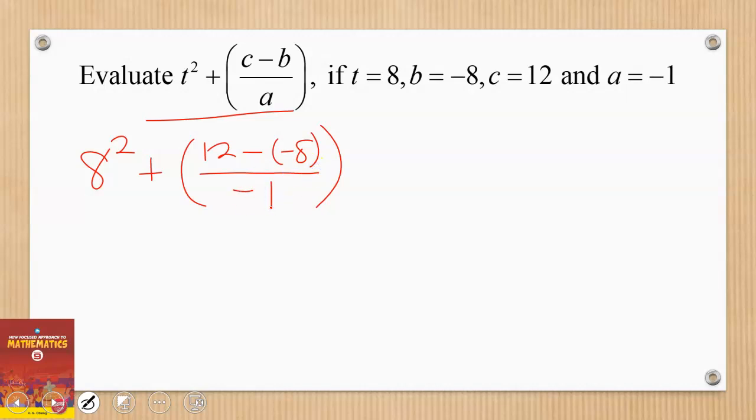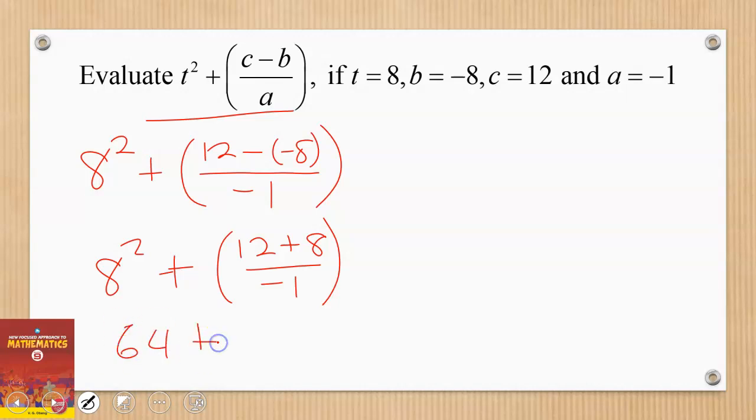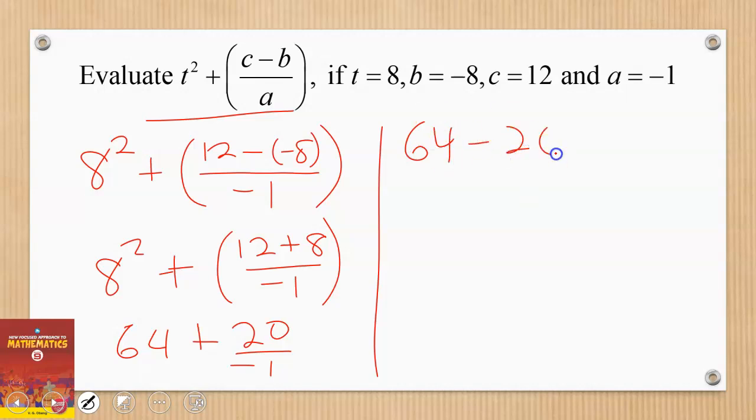So while this one is giving you 8 squared, the bracket will give us 12 plus 8, all divided by -1. Of course, so 64 plus, into the bracket we have 20 divided by -1, which means that the work can be written as 64 minus 20, and 64 minus 20 should give us 44. So to evaluate this expression with the given values, the answer is 44.